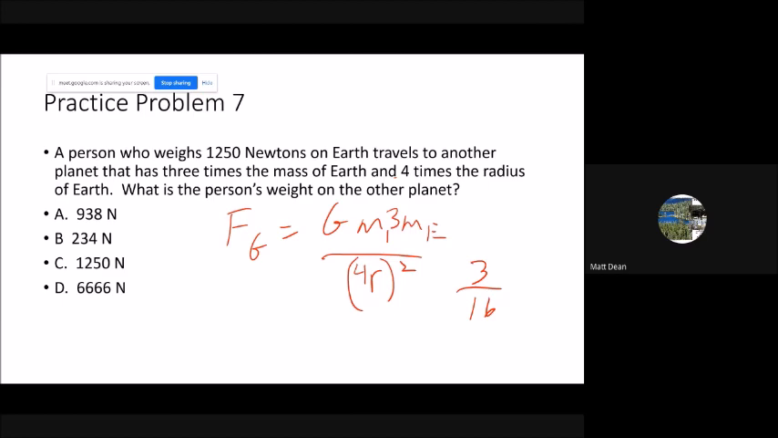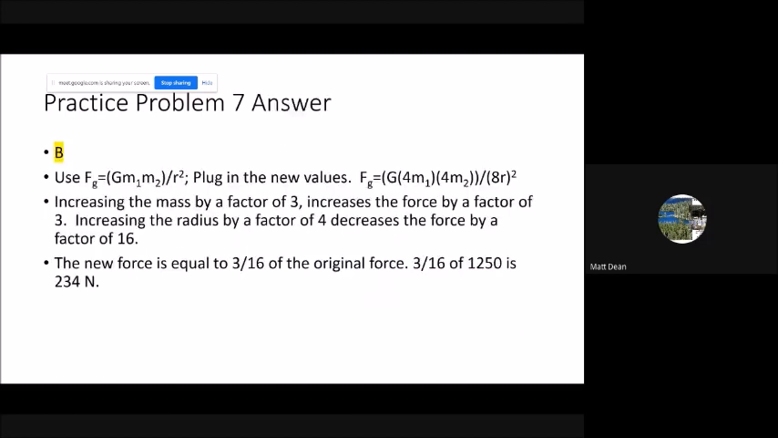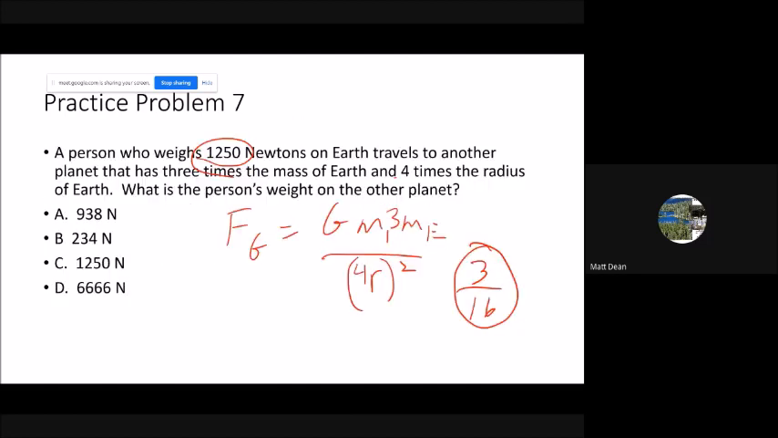3/16. What that's telling you is that the gravitational force on this new planet is 3/16 of the original gravitational force. So you need to take 3/16 of the original weight of the person. 3/16 of 1,250, and you end up with 234 newtons. So your answer would be B.